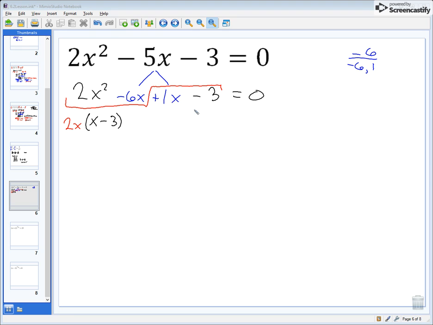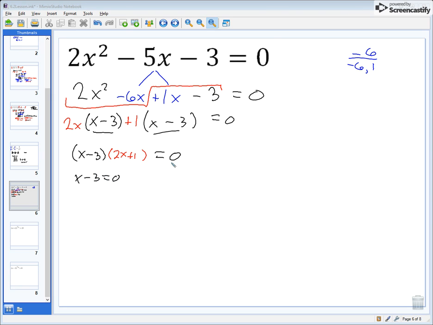From the second set of terms, there's nothing in common, so I just put a positive 1. When I divide them both by positive 1, I'm left with an x and a minus 3. Now notice that my greatest common factor now is x minus 3. So when I factor out an x minus 3, I divide the x minus 3 out from this one and I have 2x. And from this term over here I have plus 1. So factoring, I have x minus 3 and 2x plus 1.